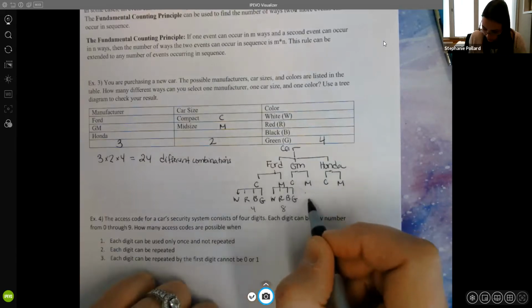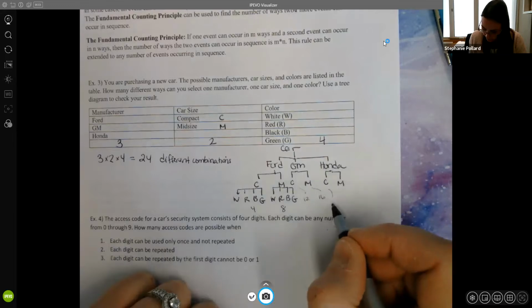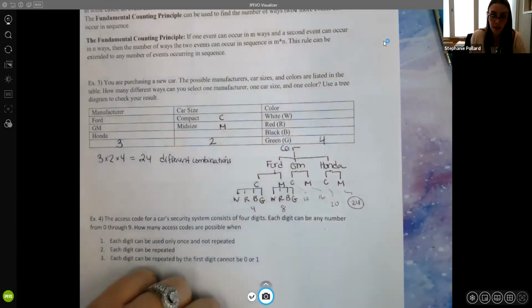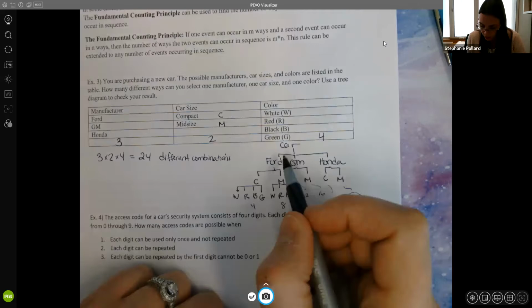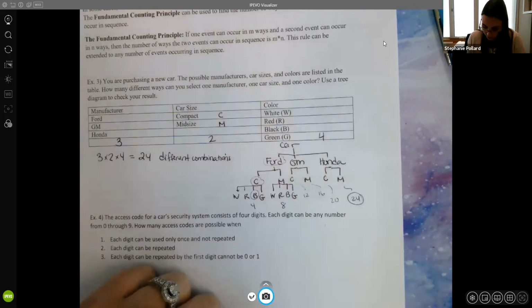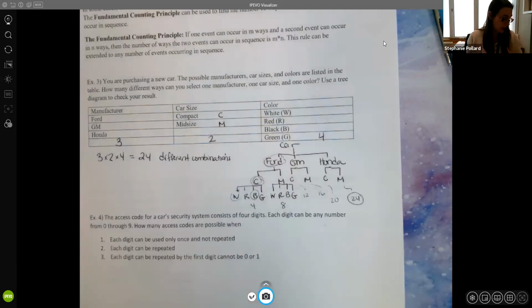Here is going to give us 4 more, so 12. And then another 4 is 16. And then another 4 is 20. And another 4 is going to be 24 combinations altogether. So for instance, one combination is a Ford car, a compact, and make it black. Or a Ford car, a compact, and make it white. Those are all different combinations.